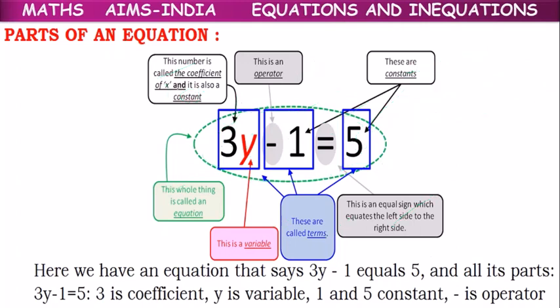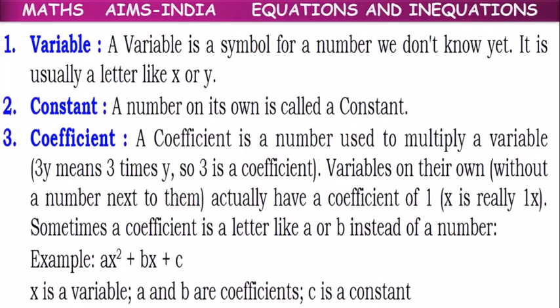Okay, children, these are the parts of an equation. Let's see the definition of the parts. Variable: a variable is a symbol like x, y, z. It's a symbol for a number we don't know.